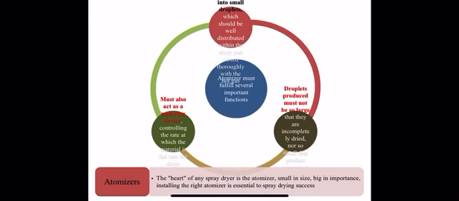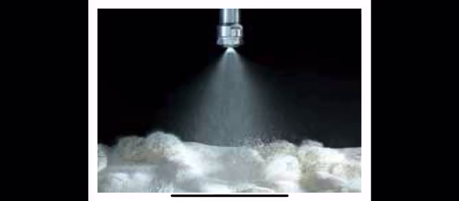Also, it must act as a metering device. Metering device means that when the atomizer rotates, it controls the rate at which the material is fed into the dryer. So the atomizer is the heart of any spray dryer in the spray drying system. Small in size, big in importance, the right atomizer is essential to the spray drying process. You can see this is the atomizer. This fine spray is thrown into the drying chamber. This is one example here.